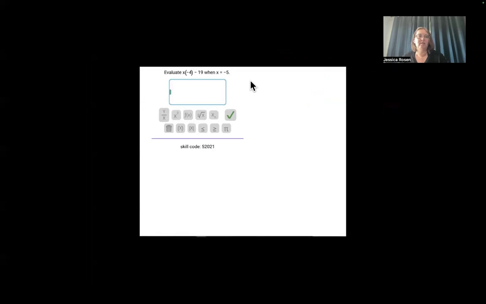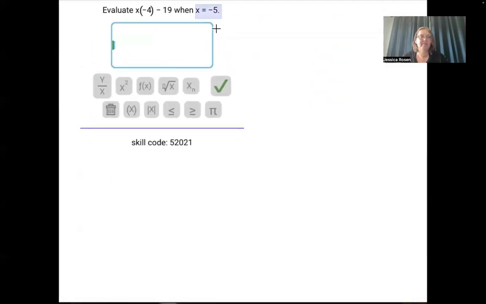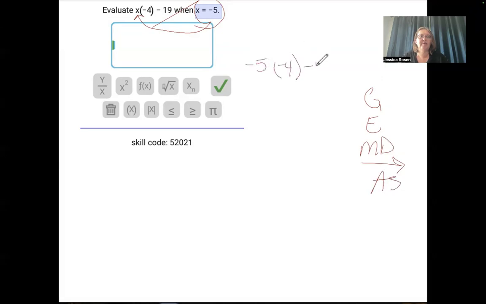All right, this one, it takes the negative 5 and plugs it in over here. So again, we're going to use GEMDOS and substitute that in. So it's negative 5, parentheses, negative 4, minus 19. There's no adding, subtracting, multiplying, or dividing in the grouping, so we're done. No exponents. We're multiplying here. A negative times a negative is a positive, and 5 times 4 is 20. And then all we have is 20 minus 19, which is 1.